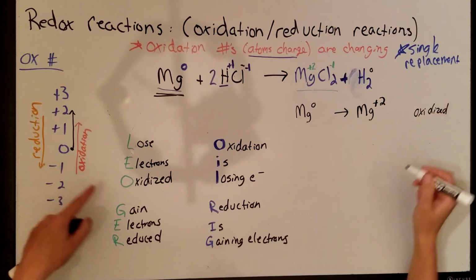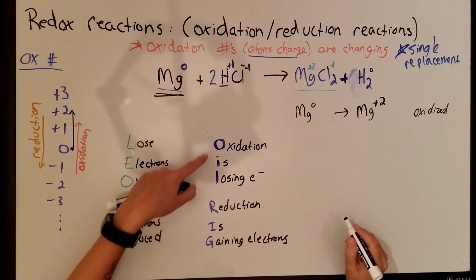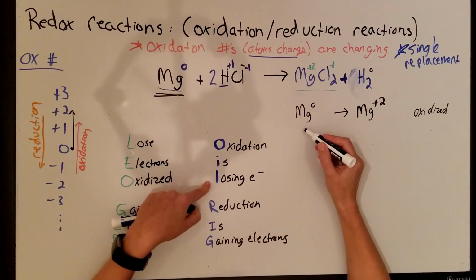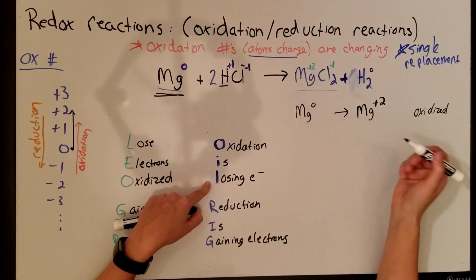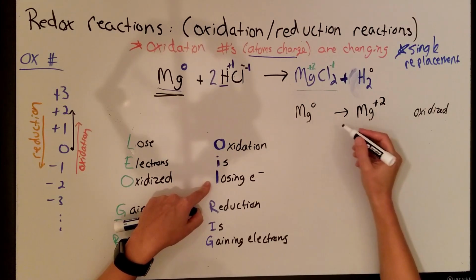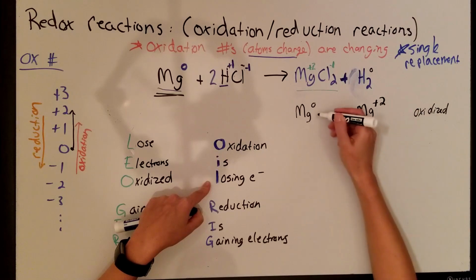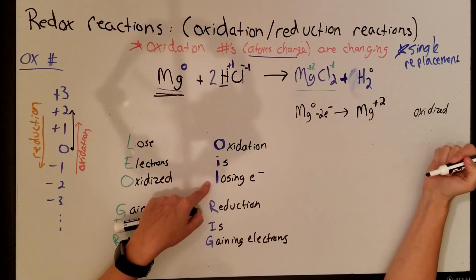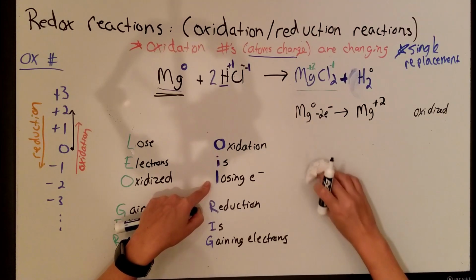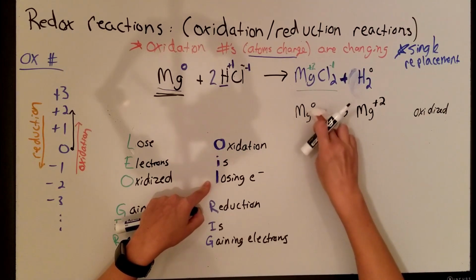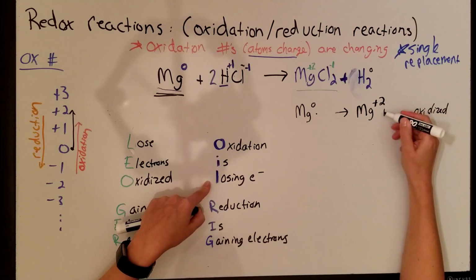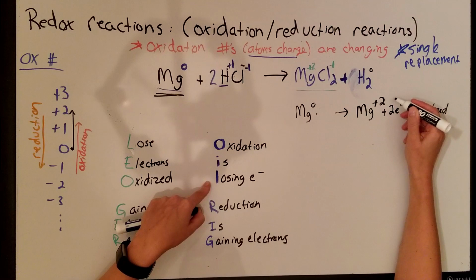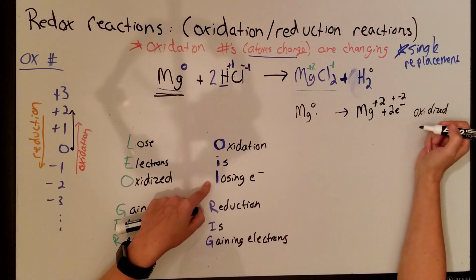So what oxidation means is that magnesium is losing electrons. And that makes sense because you have to lose 2 electrons to get a +2 charge. Another way of looking at it, so how these are usually written, is you would put the +2 electrons over here. That's like saying plus a -2.